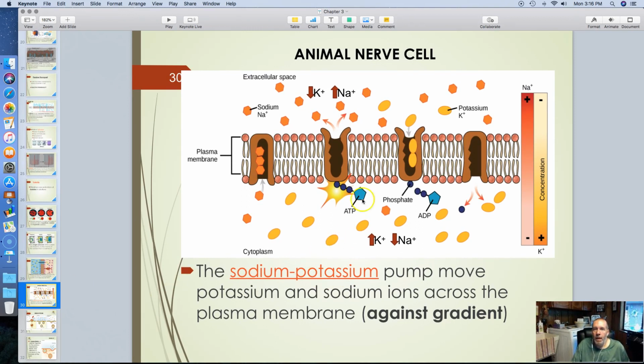So again, we've got the outside of the cell on the top, the inside of the cell on the bottom. We've got all of that potassium. Again, higher concentration of potassium, but a lower concentration of sodium inside the cell. And then the opposite is true on the outside of the cell.